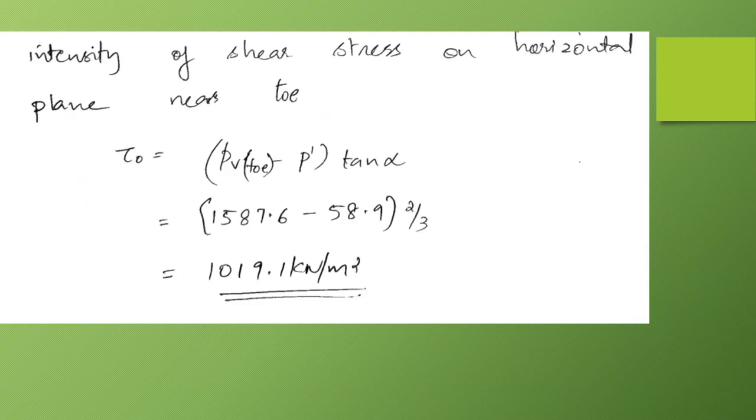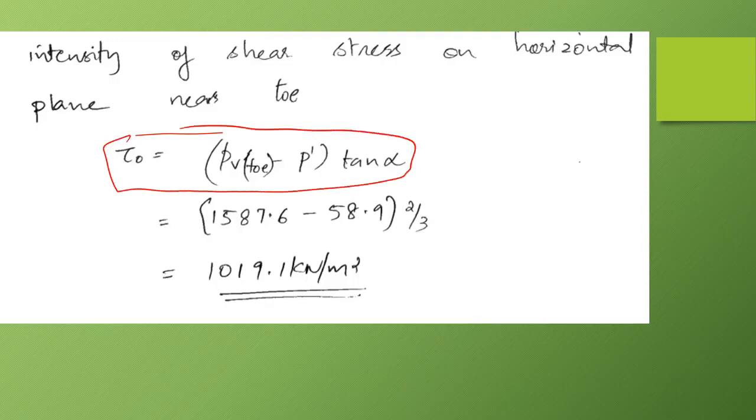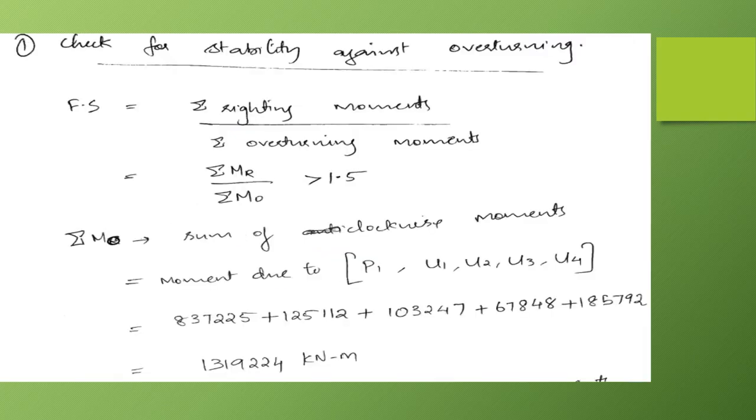Next we need to find out the intensity of shear stress on a horizontal plane near the toe. The equation for shear stress near the toe is (PV toe minus P dash) into tan alpha. Substituting the values, we get the shear stress as 1019.1 kilonewton per meter square. Now next we need to check the stability against overturning, sliding, compression and tension.